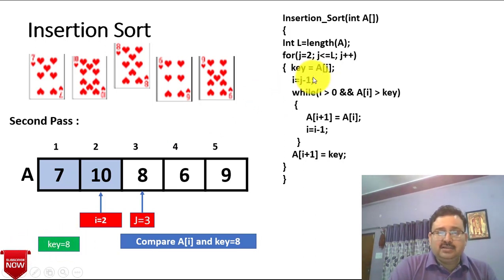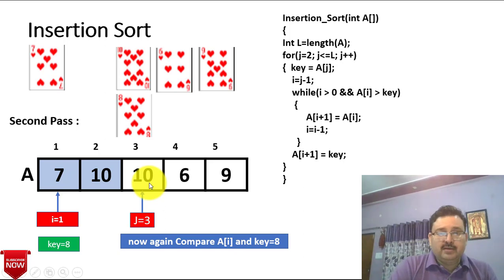i is j minus 1, that is 3 minus 1. Now i is 2. 2 is greater than 0, okay, and A[2] is greater than key. A[2], that is 10, is greater than 8. Yes. So we have to shift 10 from this place to this place. Okay. Reduce i by 1. Now i becomes 1, 2 minus 1, that is 1. Clear? Key value is 8. But should we terminate the while loop? No, because 1 is greater than 0, the condition is true.